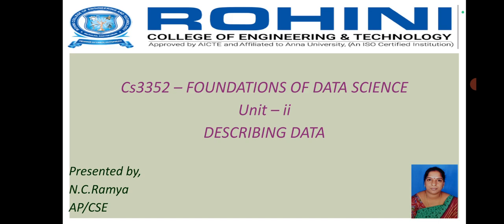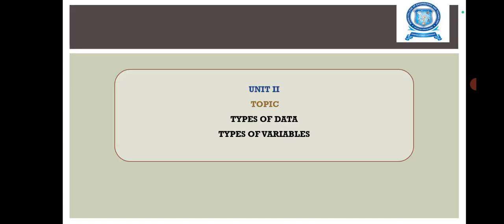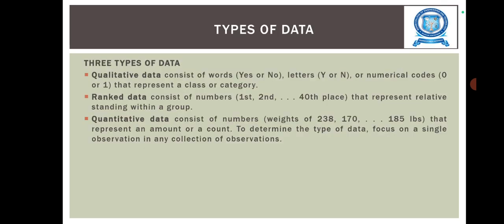Unit 2, topic: Types of Data and Types of Variables. Types of data. There are three types of data: qualitative data, ranked data, and quantitative data. First, we are going to see the qualitative data. It consists of words yes or no, letters Y or N, or numerical codes 0 or 1 that represent a class or category. The next one is ranked data.